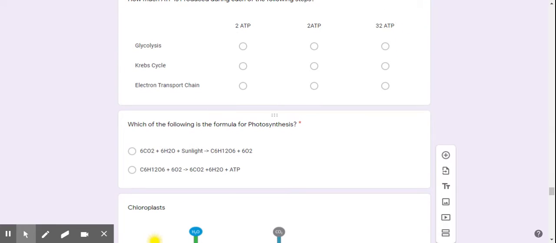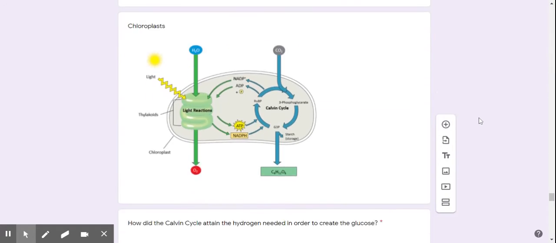Now, which of the following formulas is for photosynthesis? Remember, plants do photosynthesis, and plants take in CO2 and water and some sunlight. And what do they come out with? Glucose and oxygen. So it's actually number 1 for photosynthesis. The one at the bottom that we see right here is actually for cellular respiration. Let's go down a little bit more.